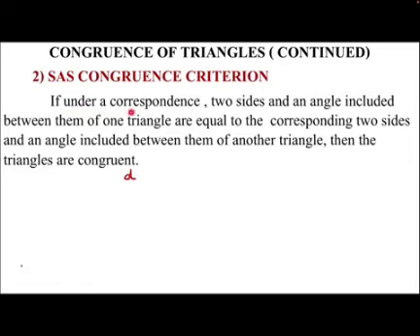If under a correspondence, two sides and an included angle, that angle is included between them. Between them means between the two sides of the first triangle are equal to the corresponding, children, corresponding word is very, very important. That corresponding shows us the order. So, equal to corresponding two sides and the angle included between them of the second triangle. Then we say that the triangles are congruent.